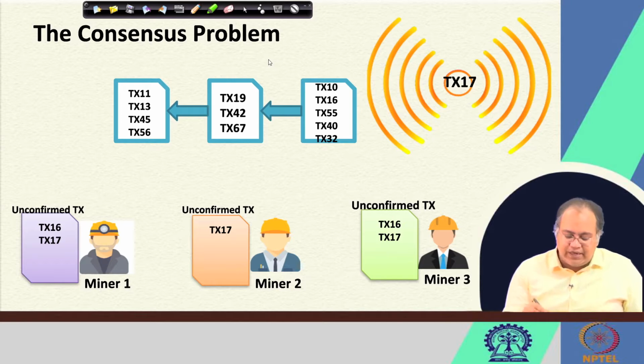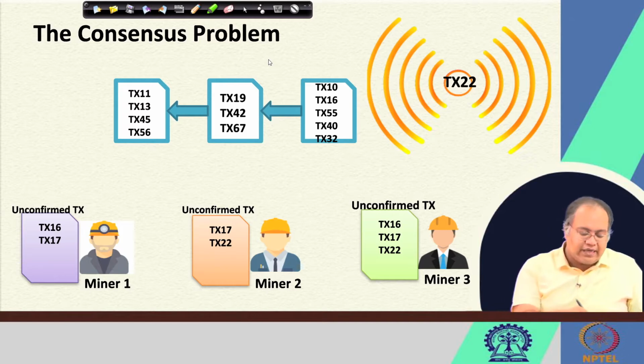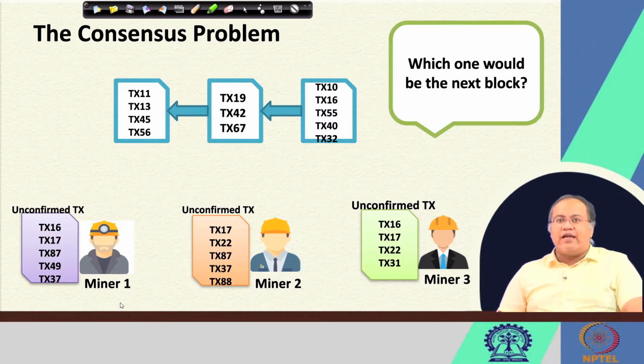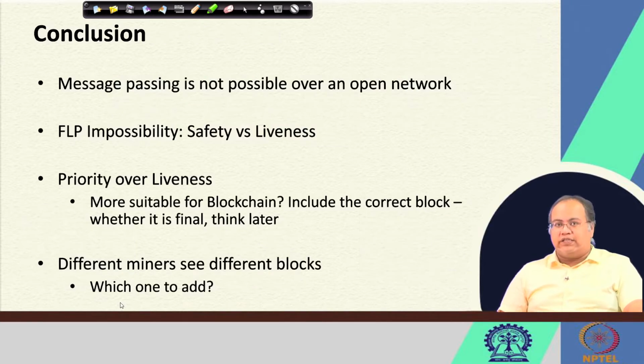It might happen that miner 2 has not seen transaction 16, whereas transaction 17 has been seen by all the miners. Say the next transaction 22 has not been seen by miner 1. That way the transactions get propagated and every miner populates its unconfirmed transaction list, and my question is: who is the miner who is going to add the next block in the blockchain? This is the question we are going to solve in this open consensus problem.